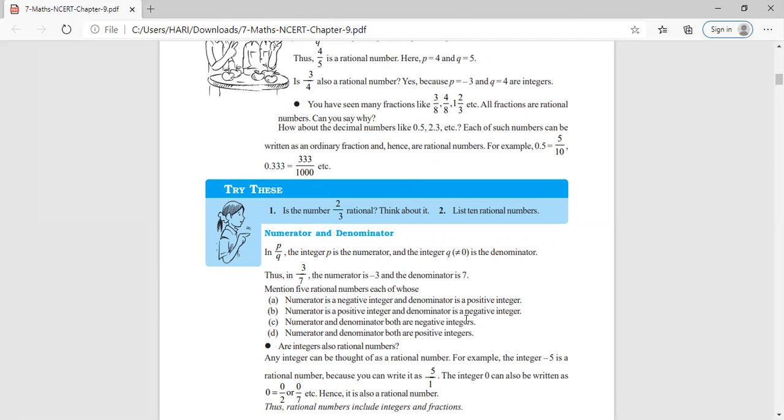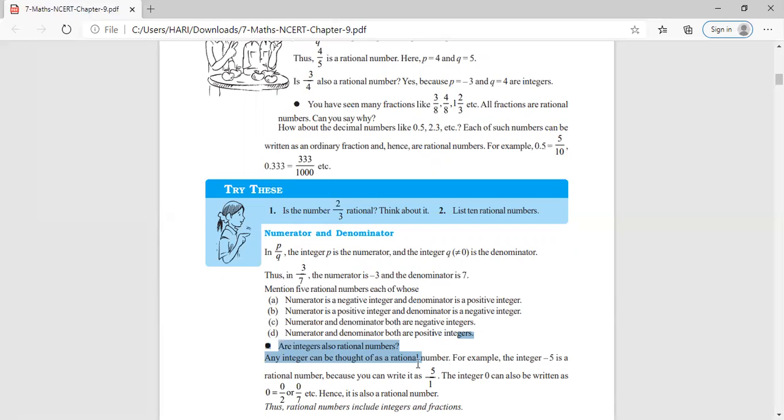The third question, numerator and denominator both are negative. So we can write minus 5 by minus 10. Both the numerator and denominator are negative. The fourth case, numerator and denominator both are positive. Any normal fraction, we can take 5 by 10. Understood? So in the same way, we can represent rational numbers using positive integers and negative integers.